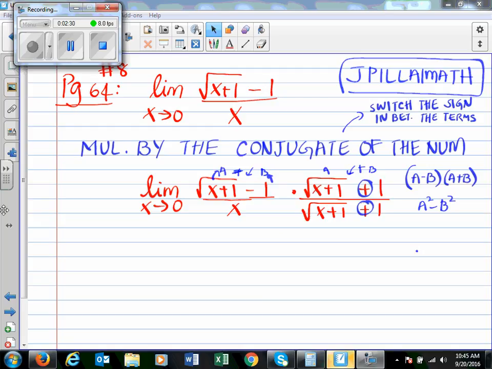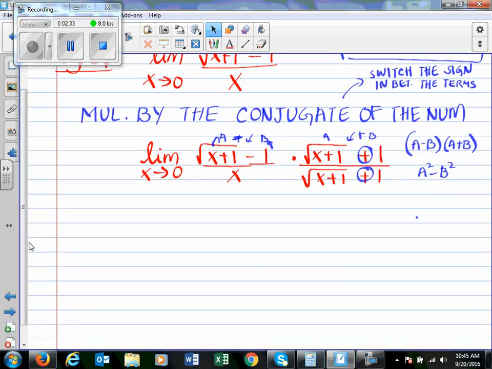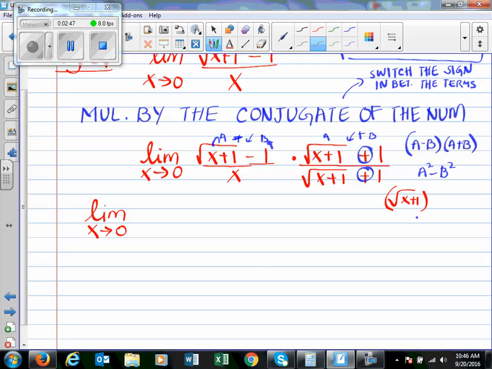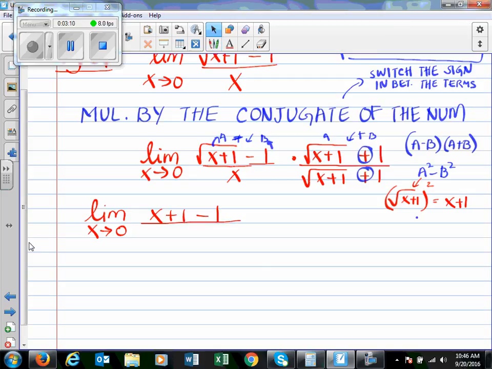So a minus b times a plus b is going to be a squared minus b squared. Let's multiply that. Watch it. We need to continue to write the limit as x approaches 0. So a squared minus b squared. When you square the square root of x plus 1, what are you going to get? x plus 1. The square root cancels out. Then minus b squared, so 1 squared is 1. I want you to understand how we got the numerator.